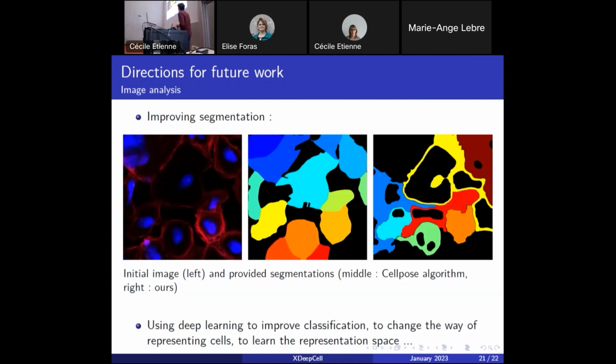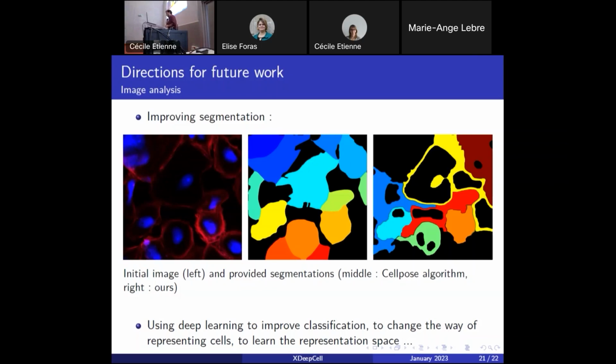The strength of CellPose is that it's generalist, so it can segment almost any kind of cell. So it could be useful for us if we want to study other kinds of cells. And the result I show you is really how it performs without further training or fine-tuning.